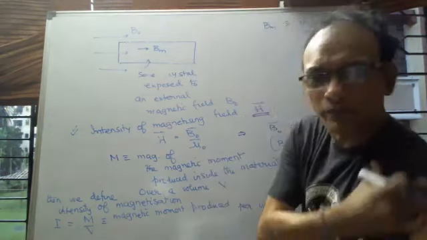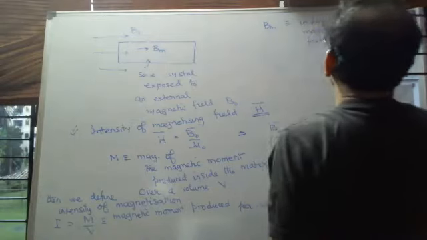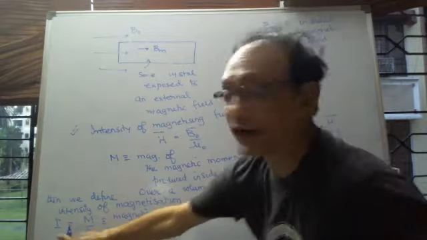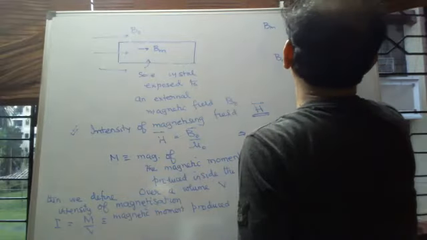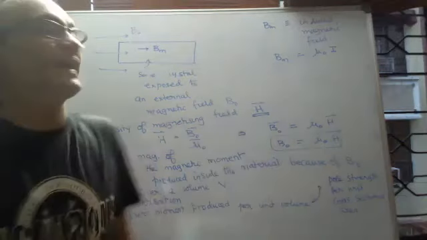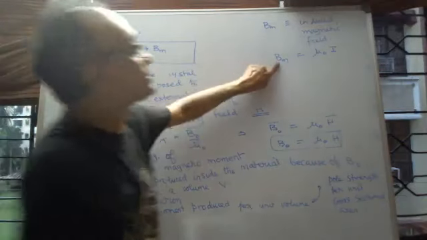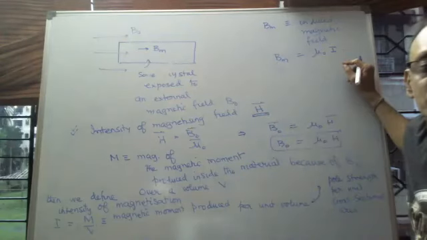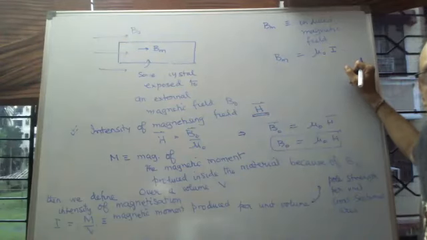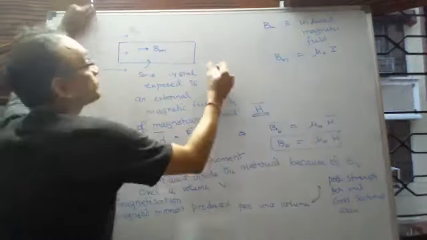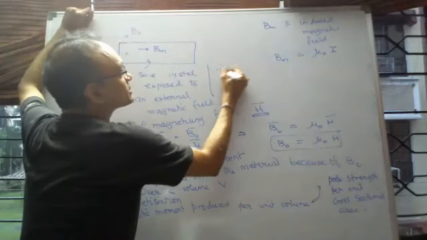Then we can show, I'm not getting into too much of derivations, that B M, the induced magnetic field, will depend on I, will be like mu naught times I. Induced magnetic field will be like mu naught times intensity of magnetization. Total field produced inside the material.